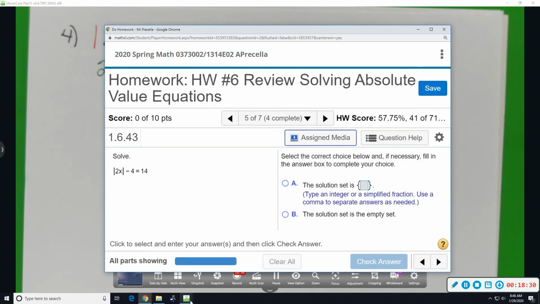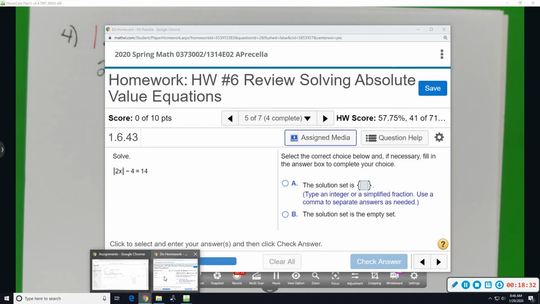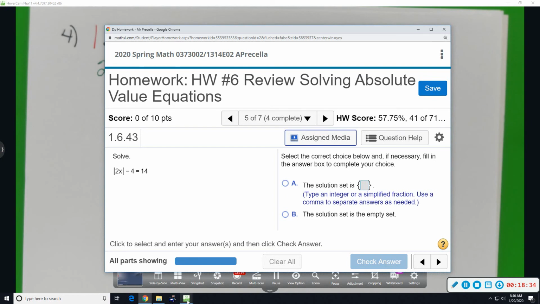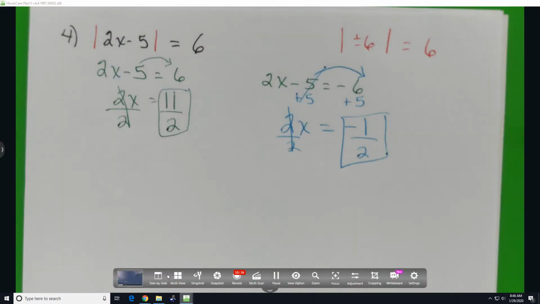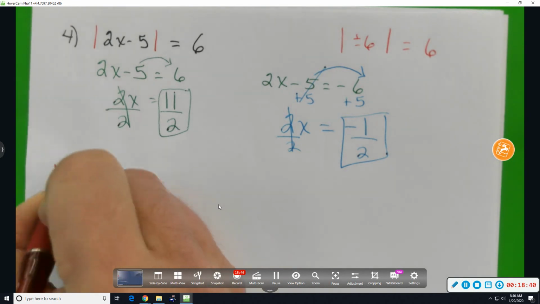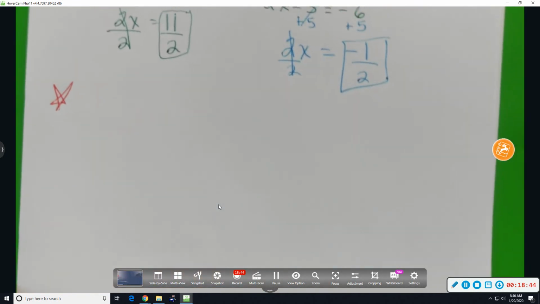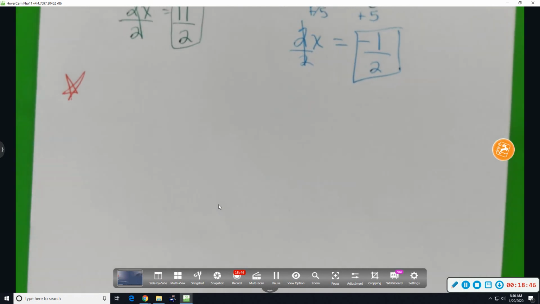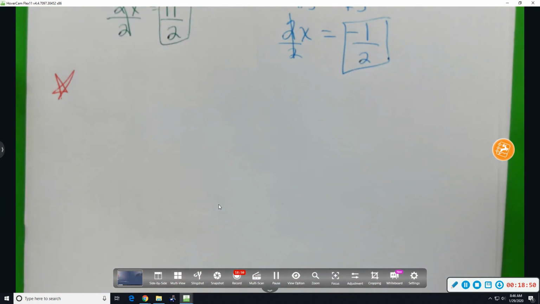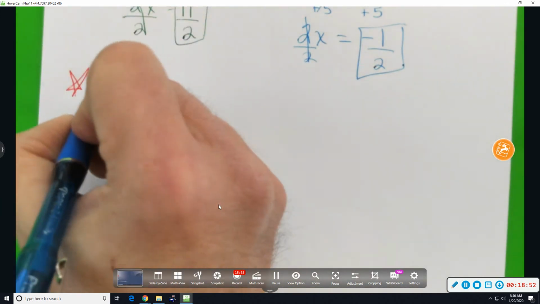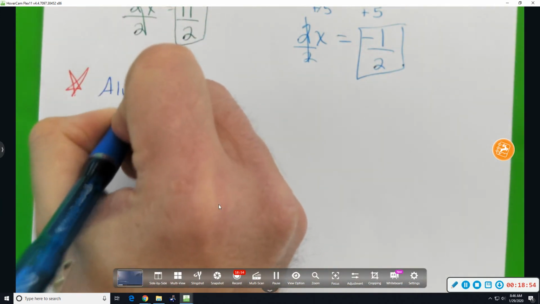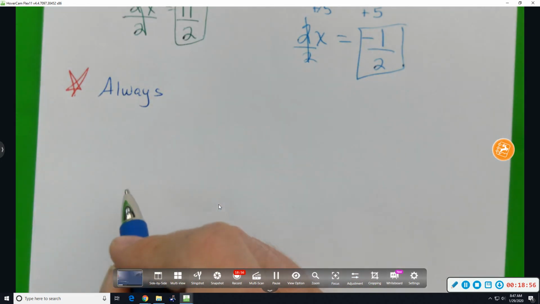Before I write down problem number 5, I want to write something on my paper here. I'm even going to put a red star out beside it. Let me lift it up. It's an important rule. Whenever you see absolute value bars, always, I'm going to say it, but I won't write it. I'm going to say it 3 times.